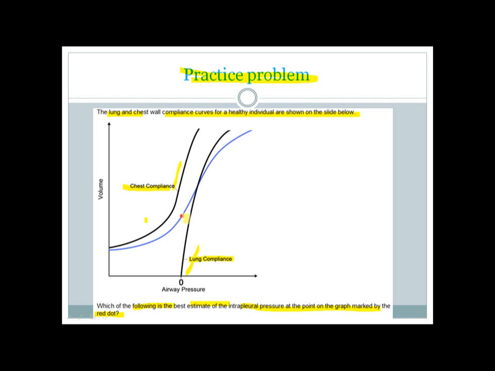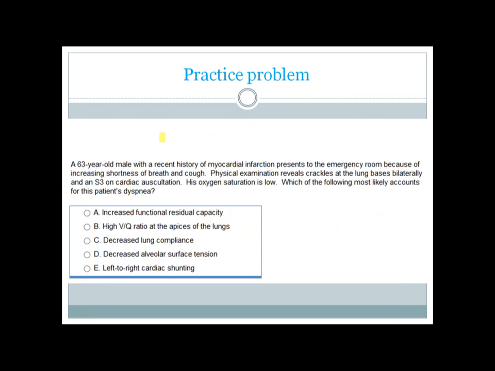So what is the red dot? As you can see, in the red dot, the negative pressure or the chest compliance and the positive pressure, the lung compliance, are equal and opposite. So this is actually the functional residual capacity. And in case of functional residual capacity, the interpleural pressure is negative because the two forces are opposite and they are creating a negative pressure inside the pleural cavity, and it is about -5 cm water. So that's the answer.